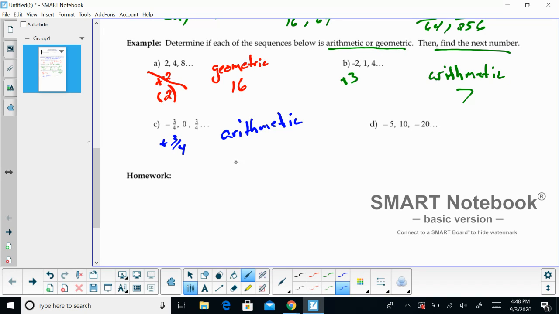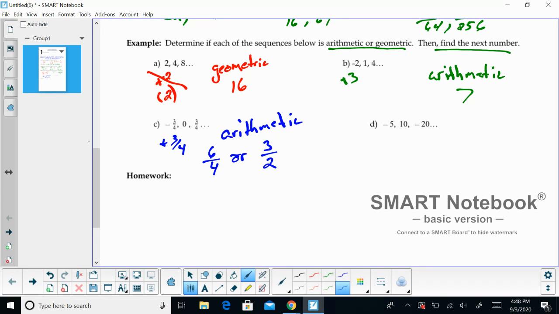What would be my next number in the pattern? Well, it would be 3/4 plus 3/4, which would be 6/4. But that's not as simplified as it gets. What is 6/4? 6/4 simplified would be 3/2.